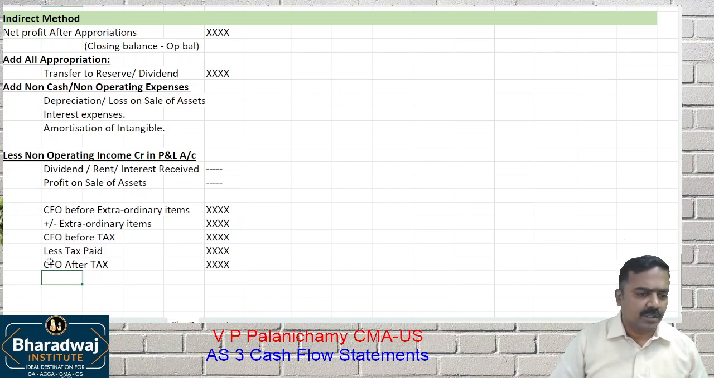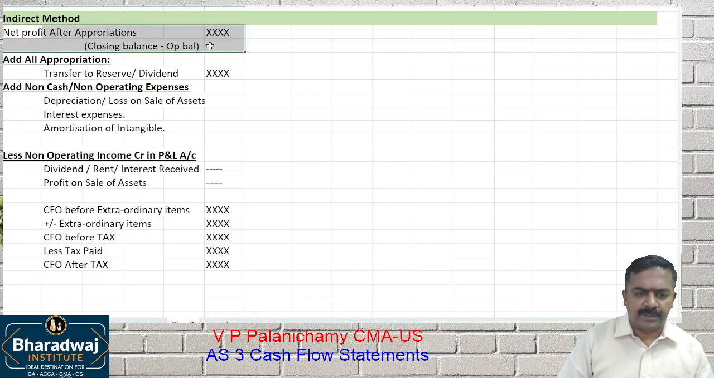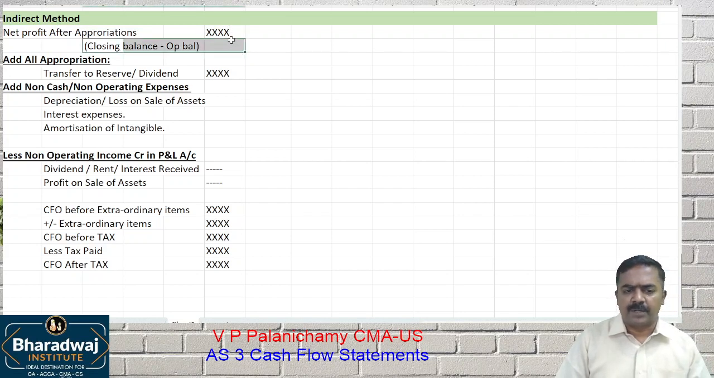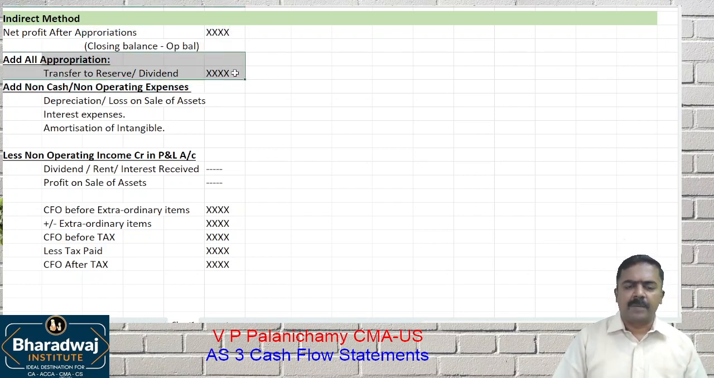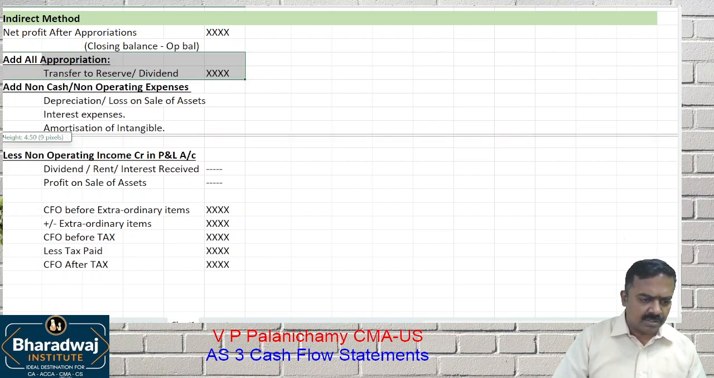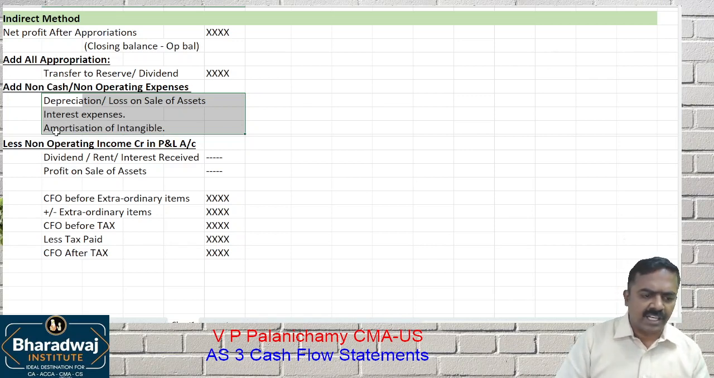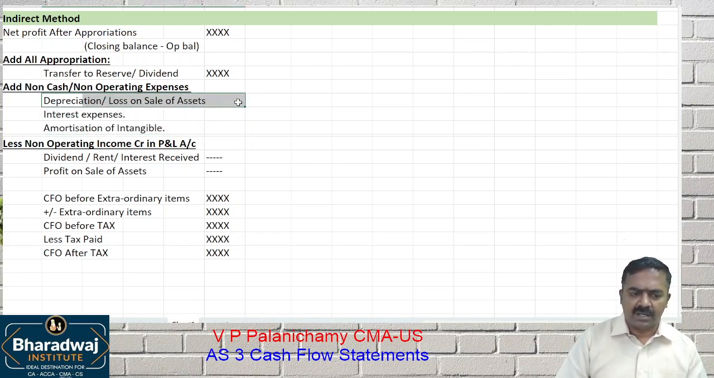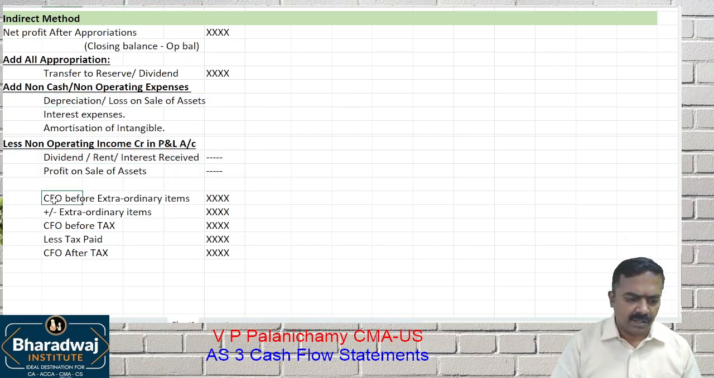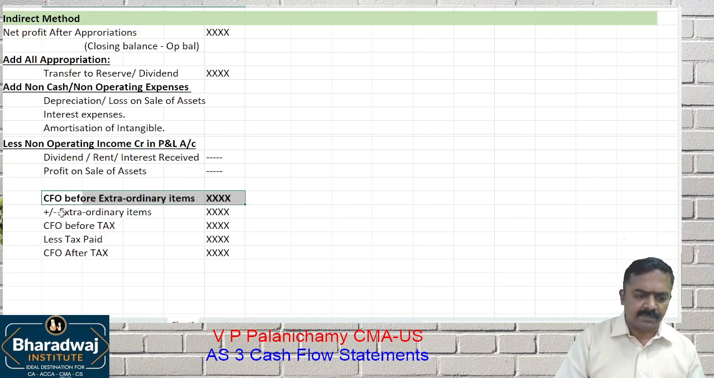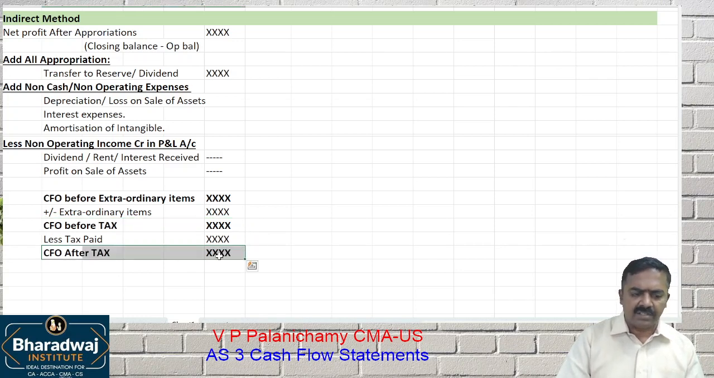Wait, don't copy this. Once again, net profit after appropriation. How to work out? Closing minus opening balance of reserves and surplus. What do you mean by appropriation? If there is a profit, money is set aside for dividends and reserves. Add back all the non-cash items, non-operating expenses, because these are not connected to the main business activity, or no cash outflow takes place, like depreciation and loss on sale of assets. Eliminate non-operating incomes credited to the P&L account. We get CFO before extraordinary item. Adjust for extraordinary items. CFO before tax minus tax paid will give us CFO after tax.